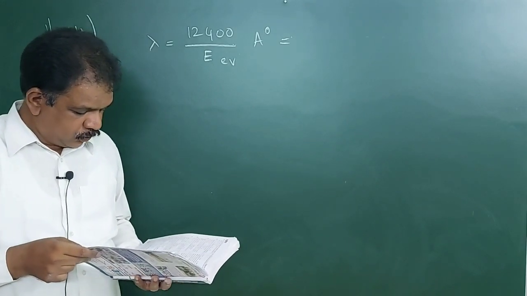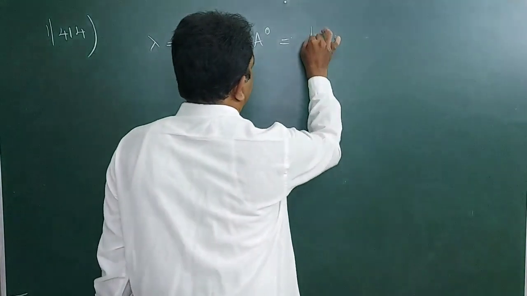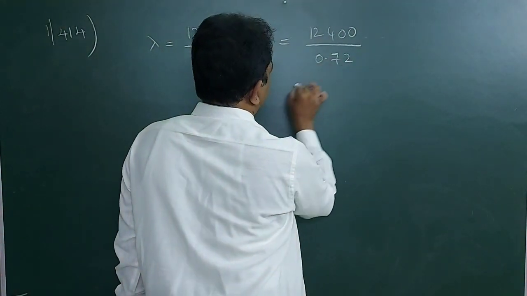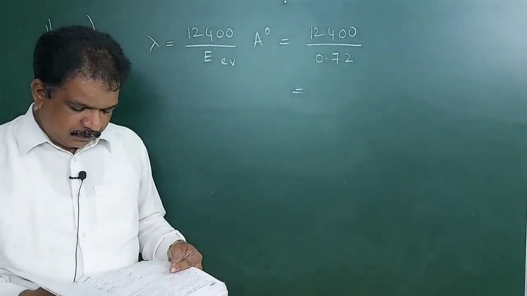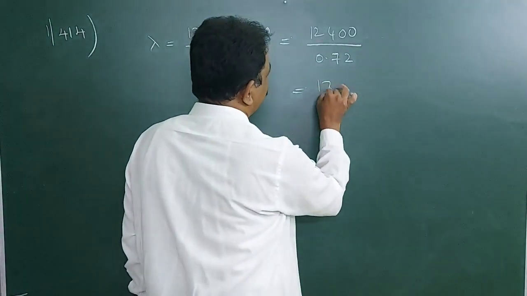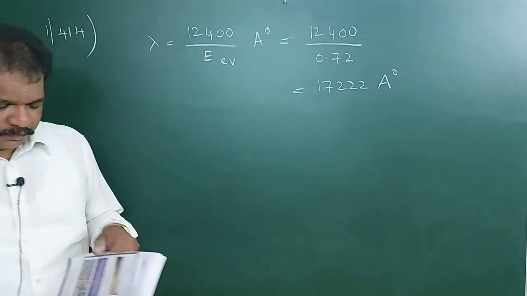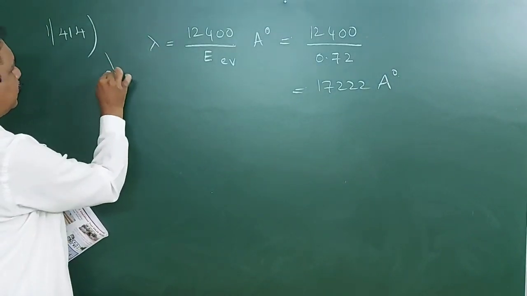So if we substitute those values, 12,400 by 0.72. If we calculate this, the value is 17,222 angstrom unit. So the answer for the first question will be the third option.